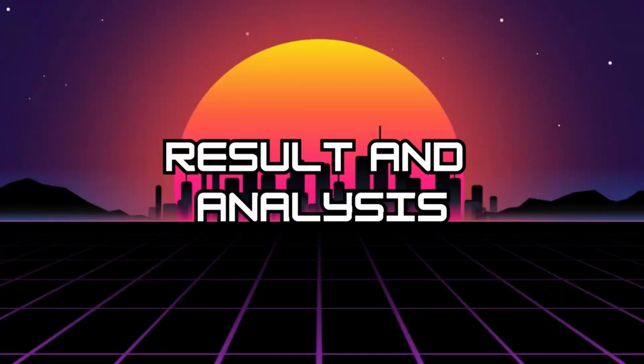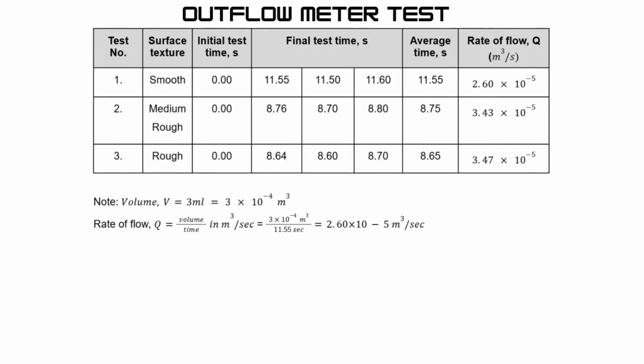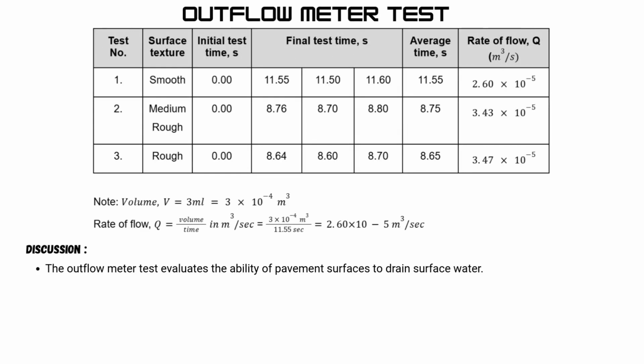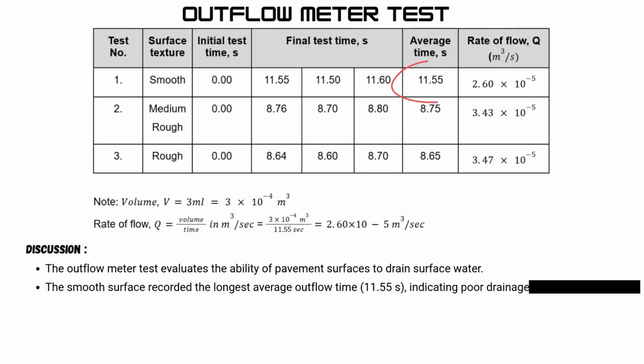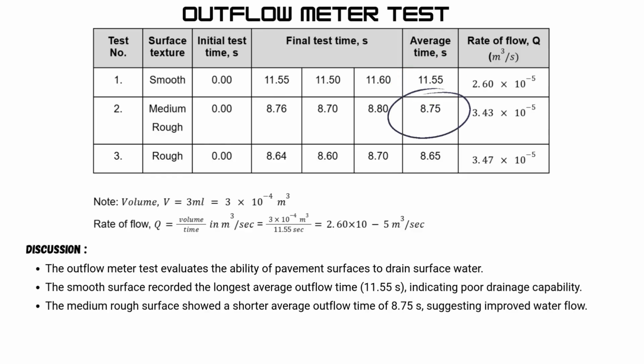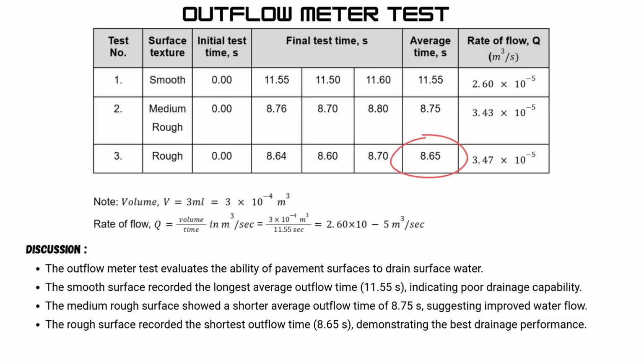Result and analysis. This is the result that we obtained for outflow meter test. The outflow meter test evaluates the ability of pavement surfaces to drain surface water. The smooth surface recorded the longest average outflow time, 11.55 seconds, indicating poor drainage capability. The medium rough surface showed a shorter average outflow time of 8.75 seconds, suggesting improved water flow. The rough surface recorded the shortest outflow time, 8.65 seconds, demonstrating the best drainage performance.